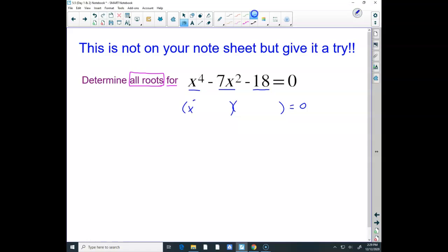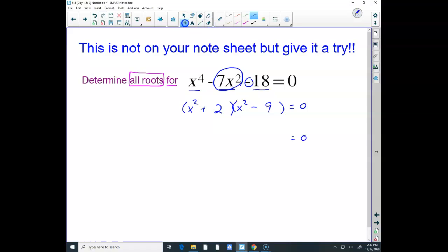Meaning, x squared times x squared gives me x to the fourth. One's got to be plus, one's got to be minus because of that sign. And, ooh, how about 9 negatives and 2 positives, because that's going to give me negative 9. Negative 9x squared plus 2x squared gives me negative 7x squared. Woo-hoo! Got it.